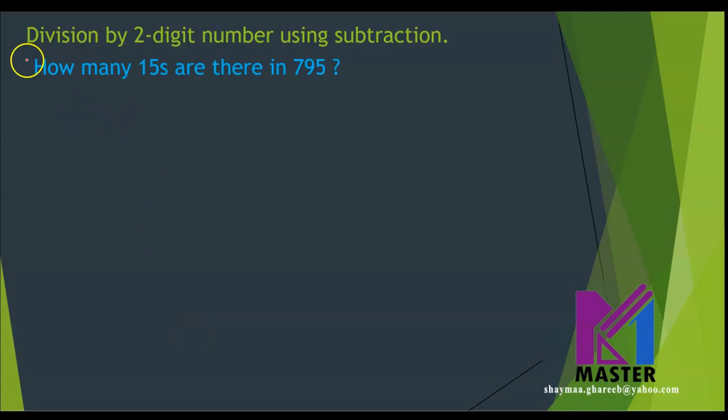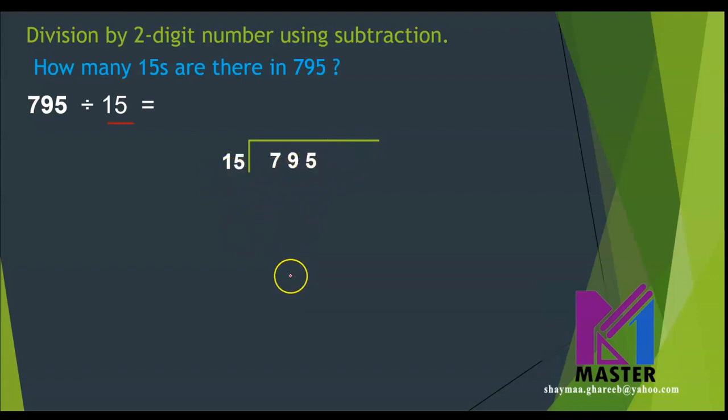Now let's do one more example using subtraction. How many 15s are there in 795? Which means 795 divided by 15. Let's do the division. 795 divided by 15, then the division key.